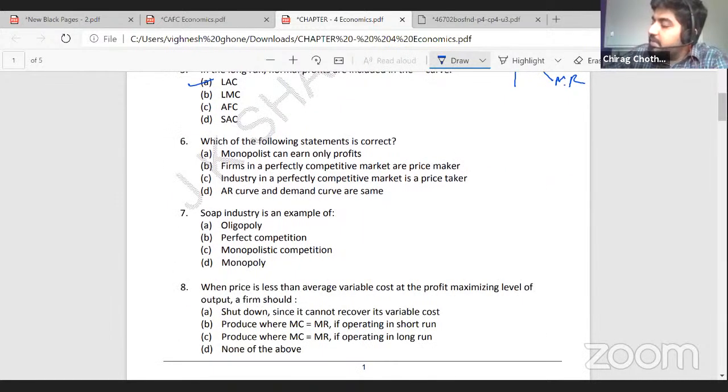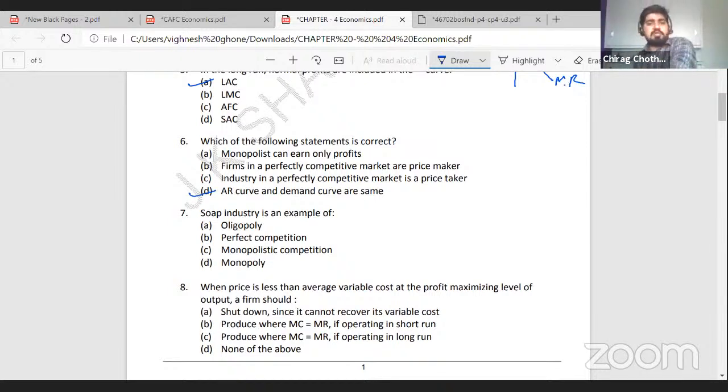Which of the following statements is correct? Monopolist can earn only profits? A monopolist can also earn losses. Yes or no? Correct. Firms in a perfectly competitive market are price makers? No, they are price takers. Industry in a perfectly competitive market is a price taker? Well, industries are not price takers. Price takers are the firms in perfect competition. AR curve and demand curve are the same? Yes, as I have mentioned already, the AR curve and demand curve are the same. So we go with D.